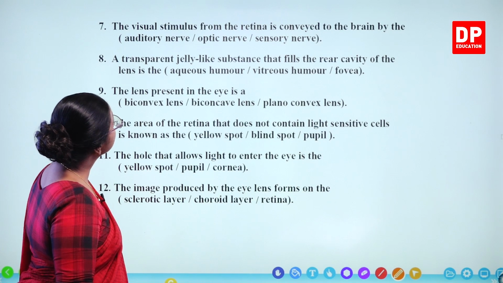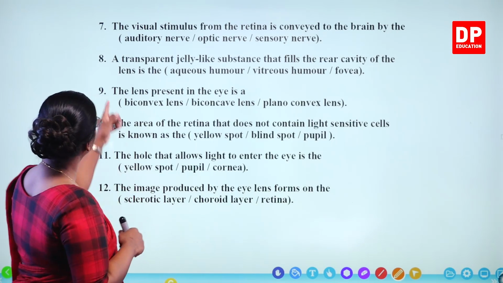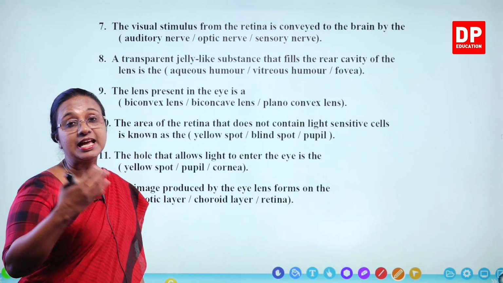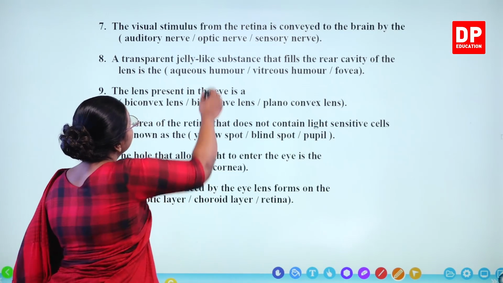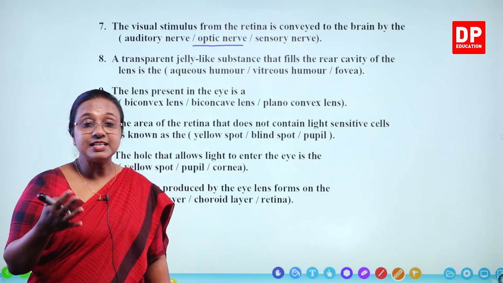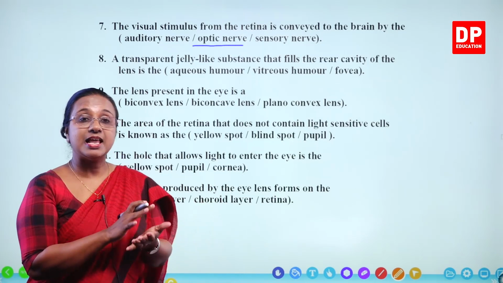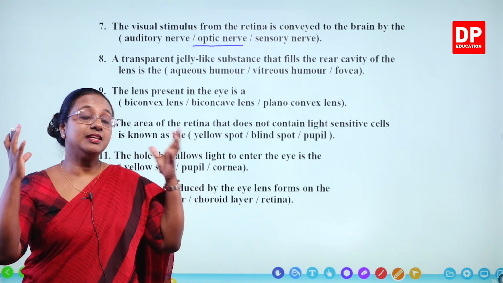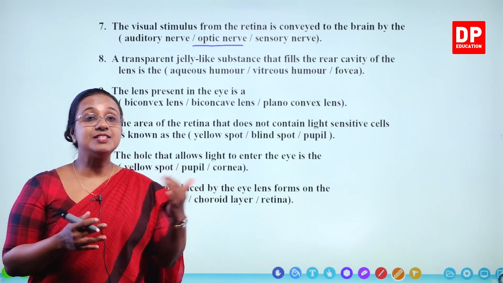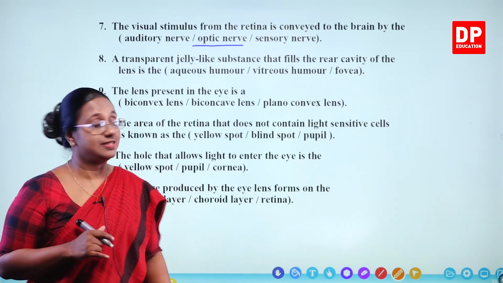The visual stimulus from the retina is conveyed to the brain by the optic nerve that you all know. So, auditory nerve carries the auditory senses, that is the sound energy. Optic nerve is the correct answer. Then sensory nerve, we have not learned that yet. Sensory nerves are also nerves that receive stimulus. So, all the nerves present in your skin, the ear, tongue, everything together is known as sensory nerve. The nerves that receive senses or stimulus and take it to the nervous system.